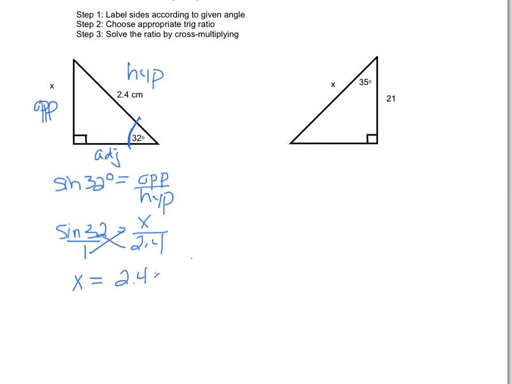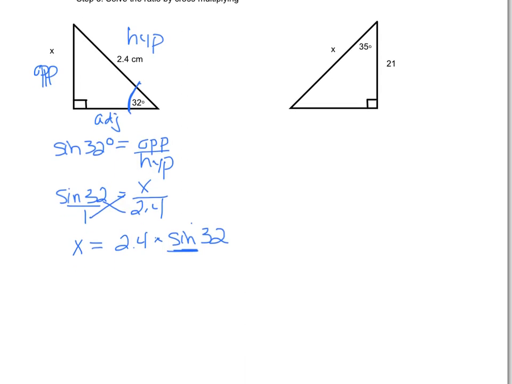times sine of 32. Now this you can do in your calculator. I'm sure you've all seen the button that says sine. That's what you're going to be using. The only thing is your calculator needs to be put in a certain mode. And if you recently reset your memory, it won't be in the correct mode. So you're going to go on your calculator, you're going to press the mode button.